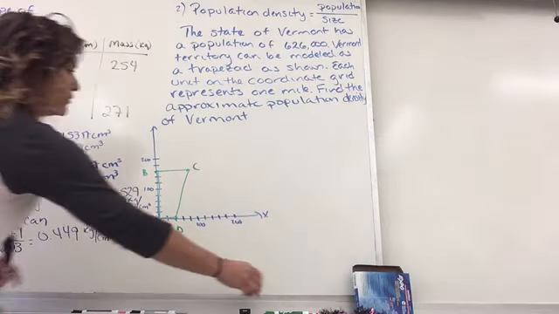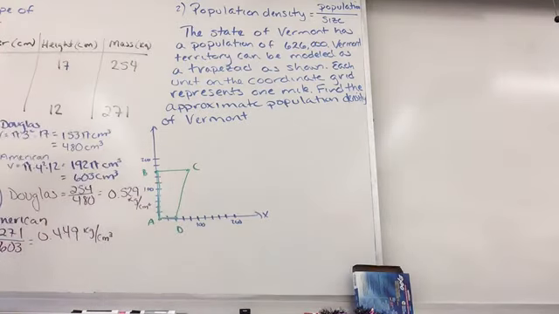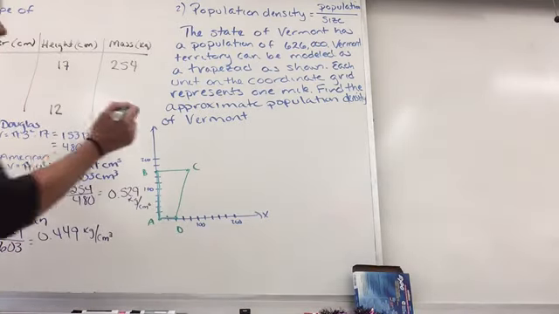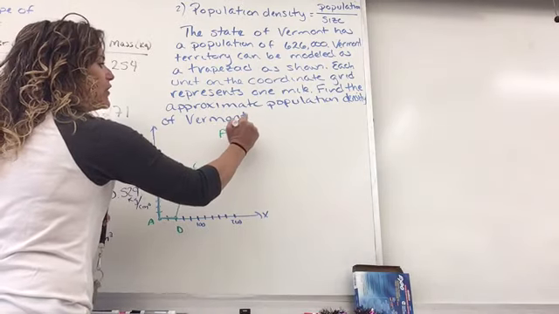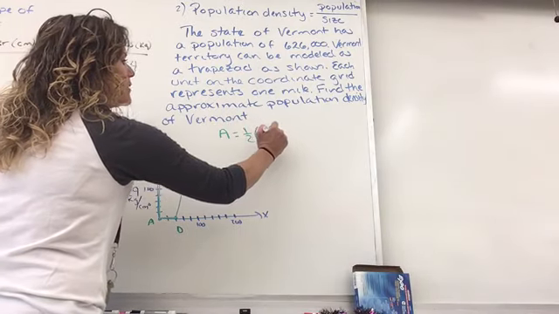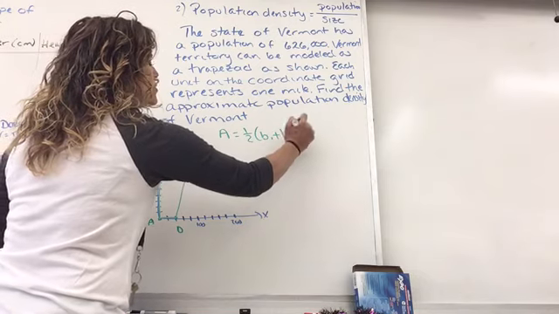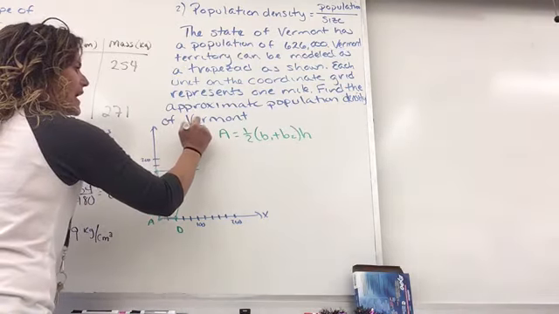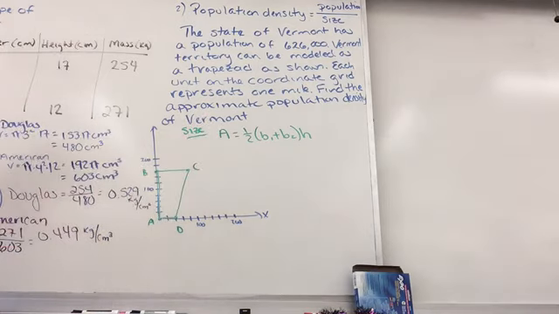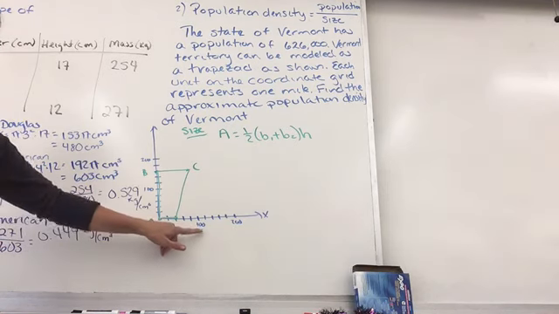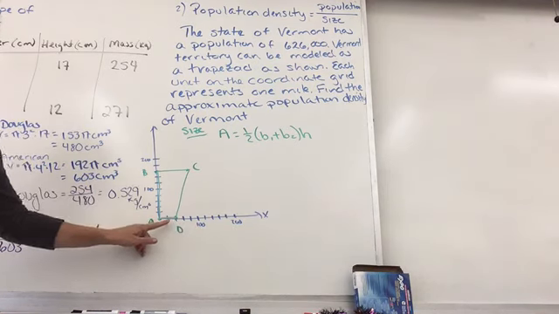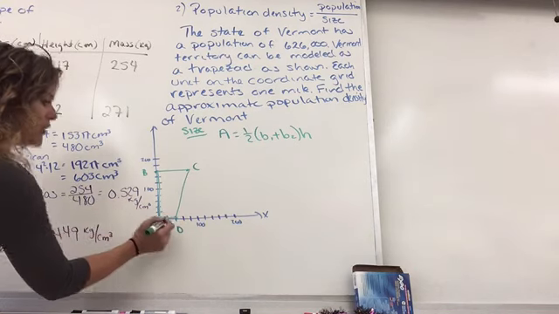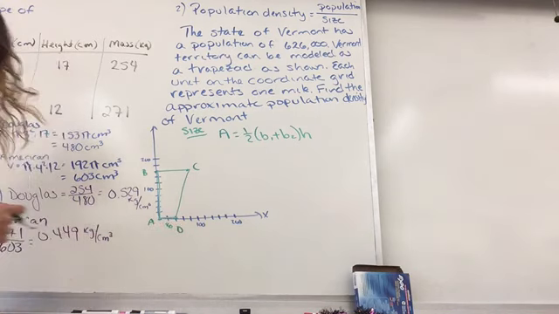So we are going to find the area of this trapezoid. Now, that requires us to remember our formula. Area equals 1/2 base 1 plus base 2 times the height. This is going to help us find the size of Vermont. We already have the population. So remember, these are each square miles. This is going by 20 units, so 5 of these made 100. So this base here is 40.